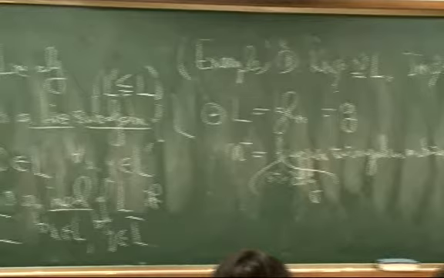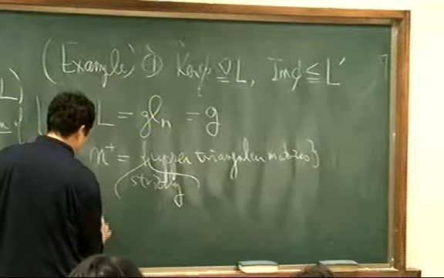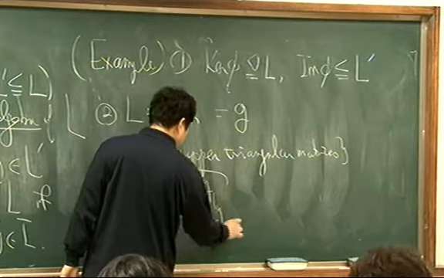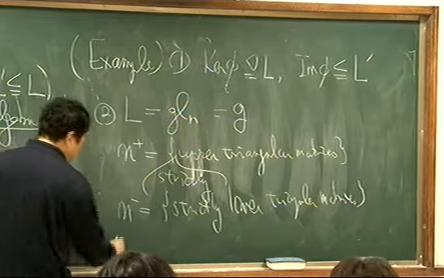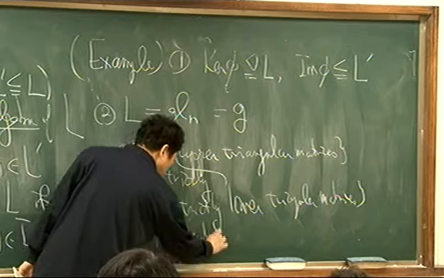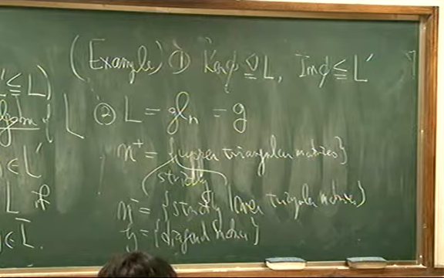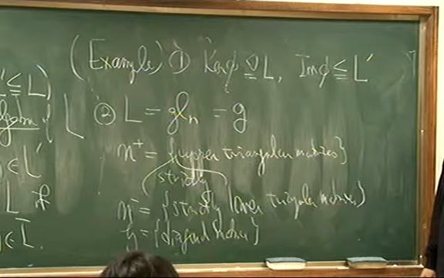And let us denote by N minus the set of strictly lower triangular matrices. And we usually denote by H the diagonal matrices, the space of diagonal matrices. And then these are all subalgebras of L.